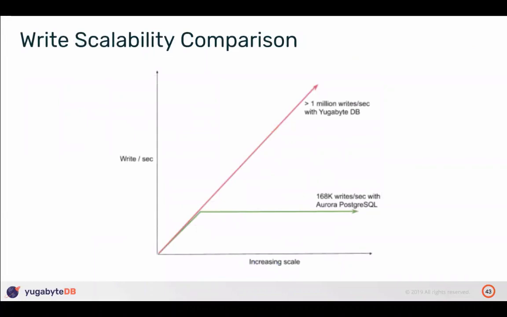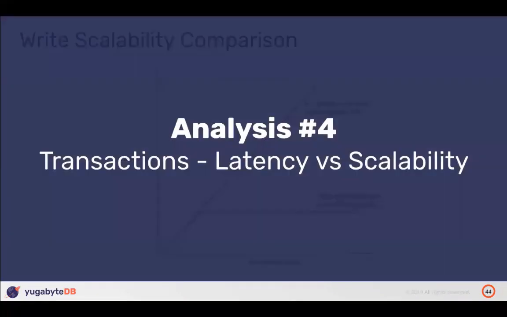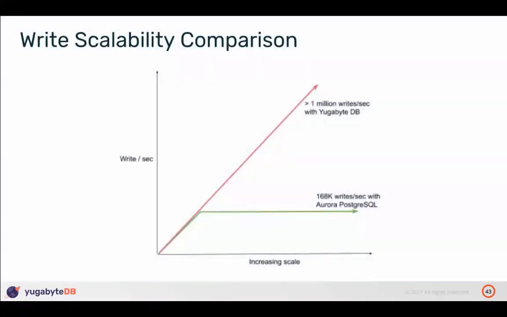So this is how it looks in comparison. A write scalable database like YugaByte is able to grow linearly in the number of writes, whereas you have a max cap in Aurora PostgreSQL, right? So this answers the reason as to why these databases are even being built, given that there is a dominant database like Aurora in something like Amazon.